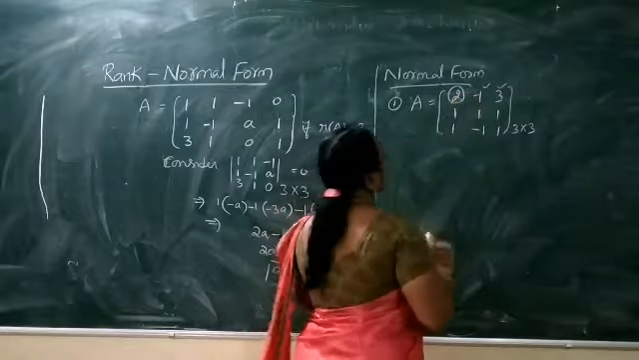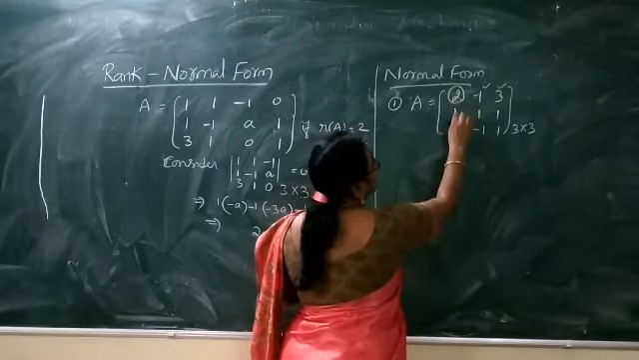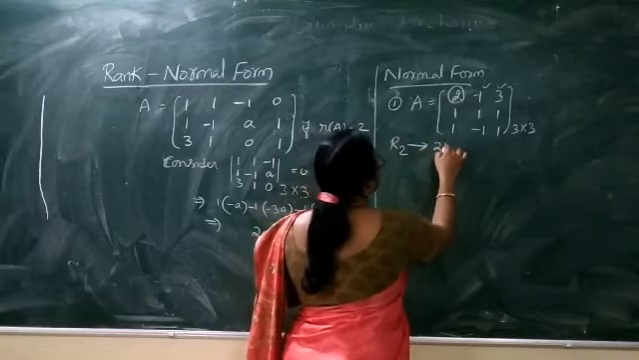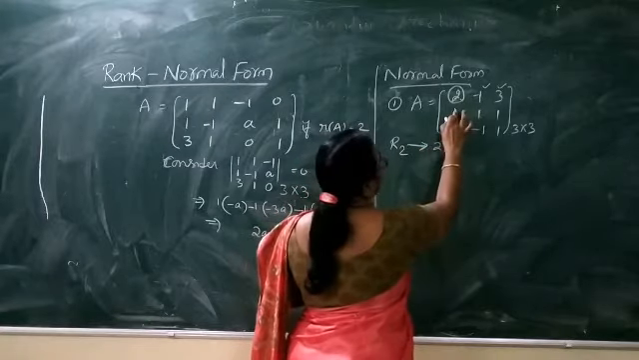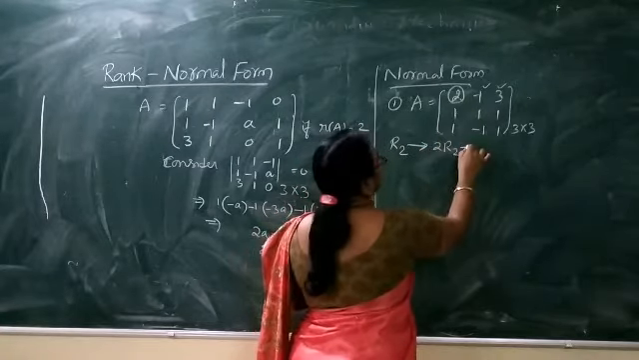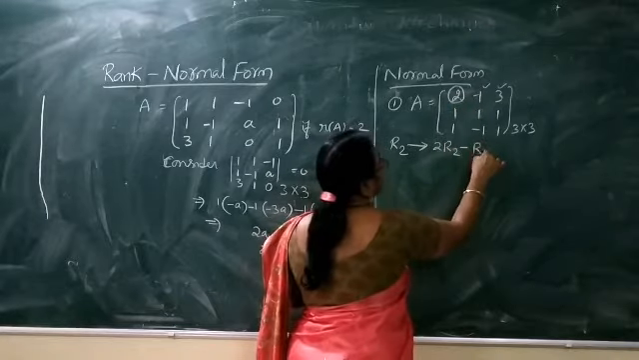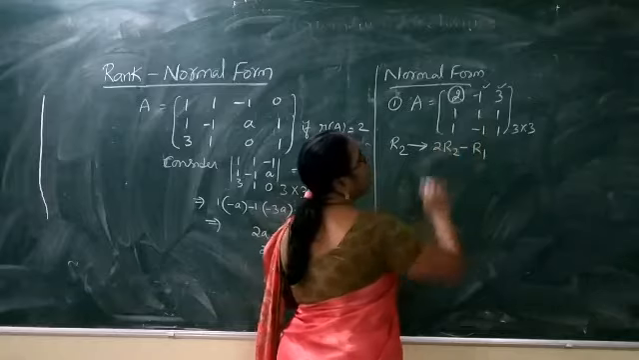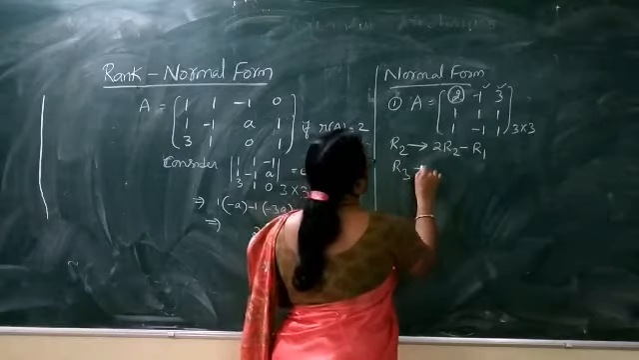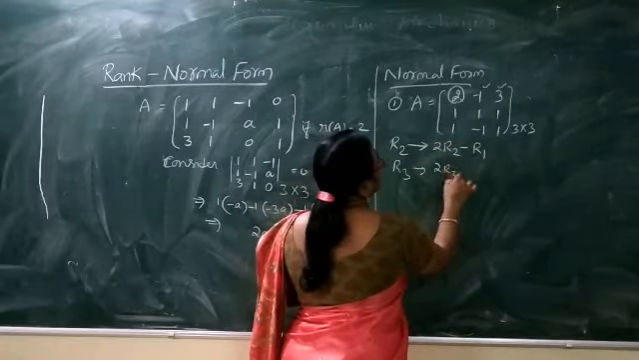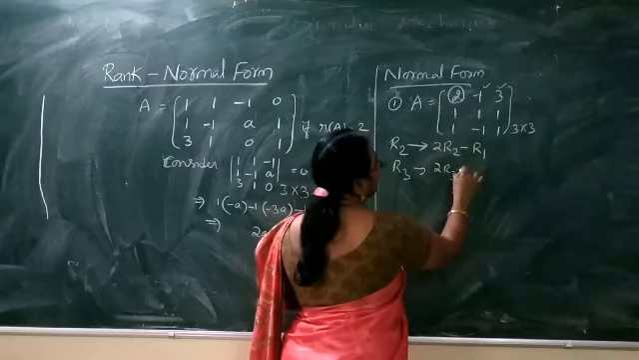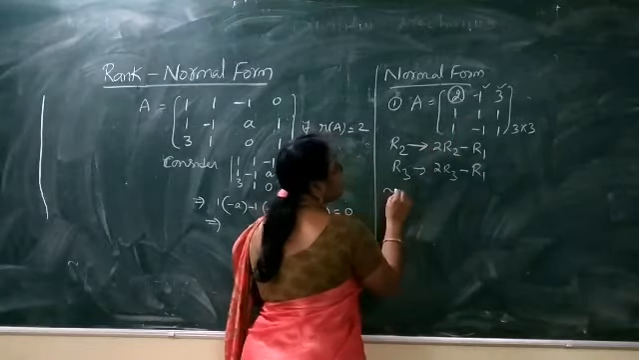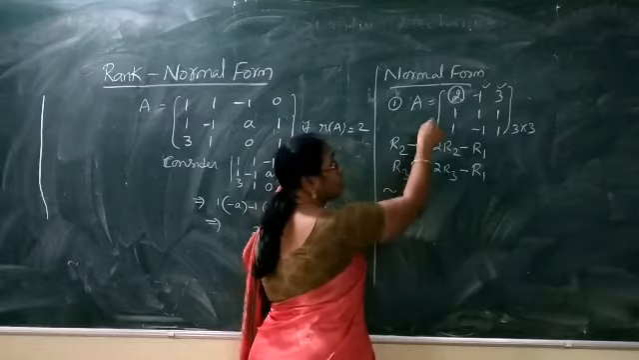Because first pivot 2 is there, to make this one 0, which is in row 2, we apply R2 implies 2 into R2, so that 2 into 1 becomes 2 here. Minus, we get 2 from row 1, so it is minus R1. So 2 into 1, minus 2 comes here, we get 0 here. Similarly, R3 implies 2 into R3, minus R1. Applying these two over the given matrix, we get the equivalent matrix to the original.